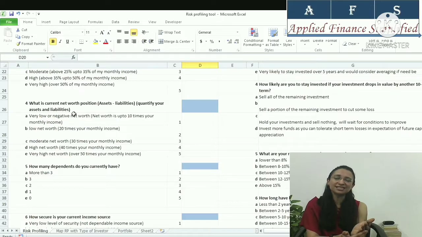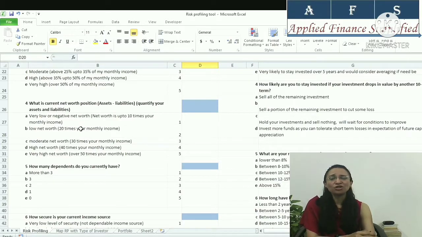On the liabilities side, if you have a housing loan, you will assess the value of the housing loan. If you have a credit card debt, you will assess that liability. If you have a car loan, you will assess that liability, and what other things that you owe. All these things have to be subtracted from your assets portfolio or assets value to get your net worth position.